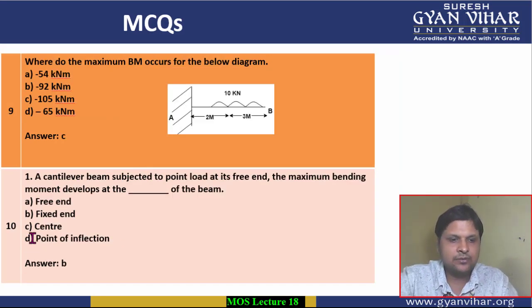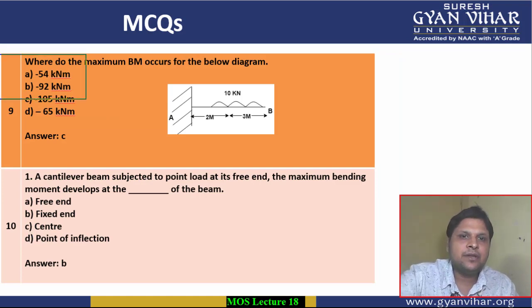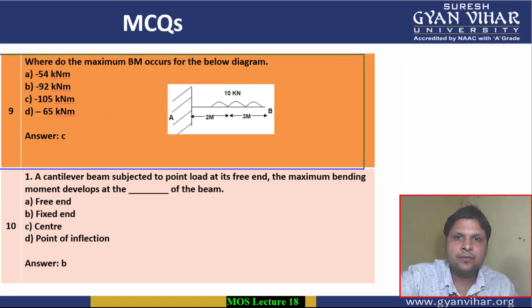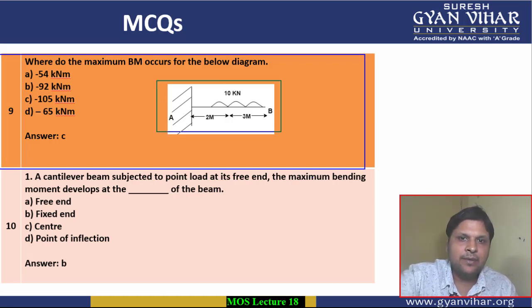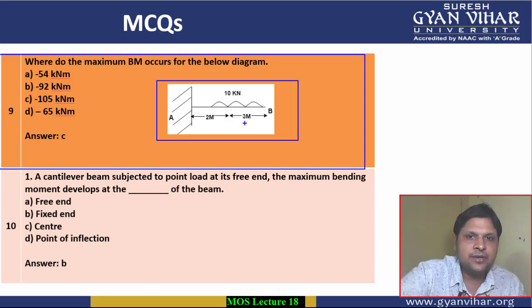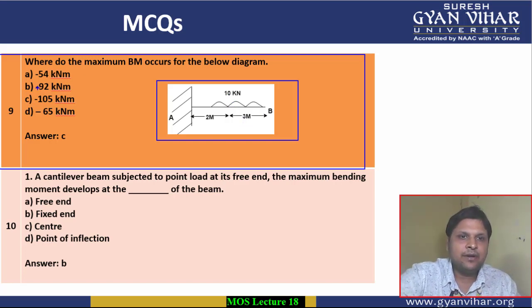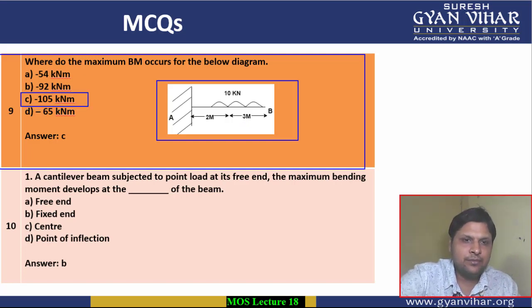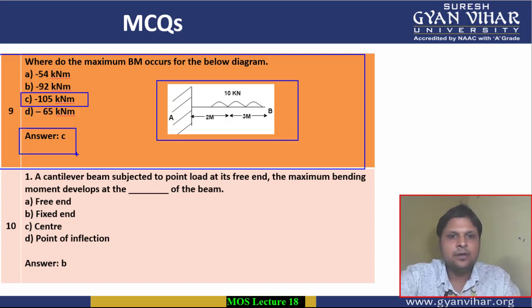Coming into the ninth multiple choice question, where does the maximum bending moment occur for the below diagram? So in this, you can see the maximum bending moment will occur at which point? For finding the value you can calculate the value also. 10 kilonewton is the load, acting at 3 meter distance. So the bending moment, if you calculate, will be equal to minus 105 kilonewton meter. Answer is option number C.